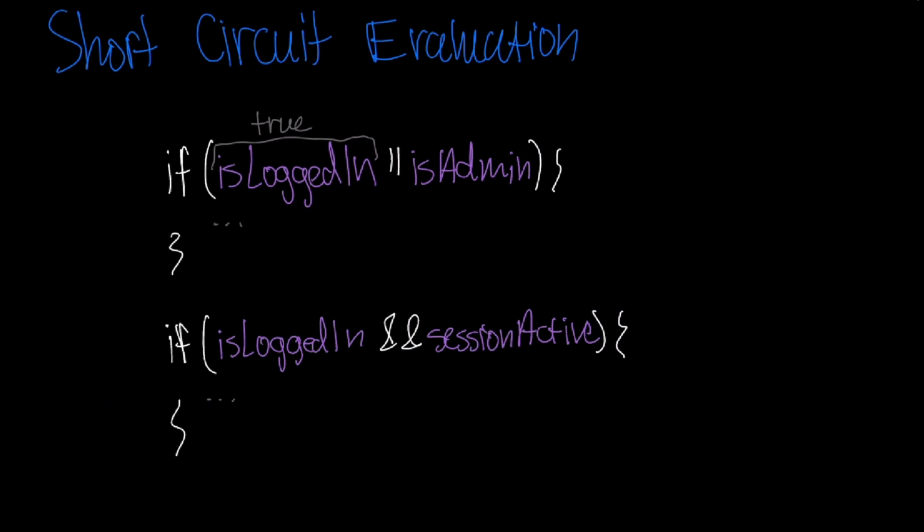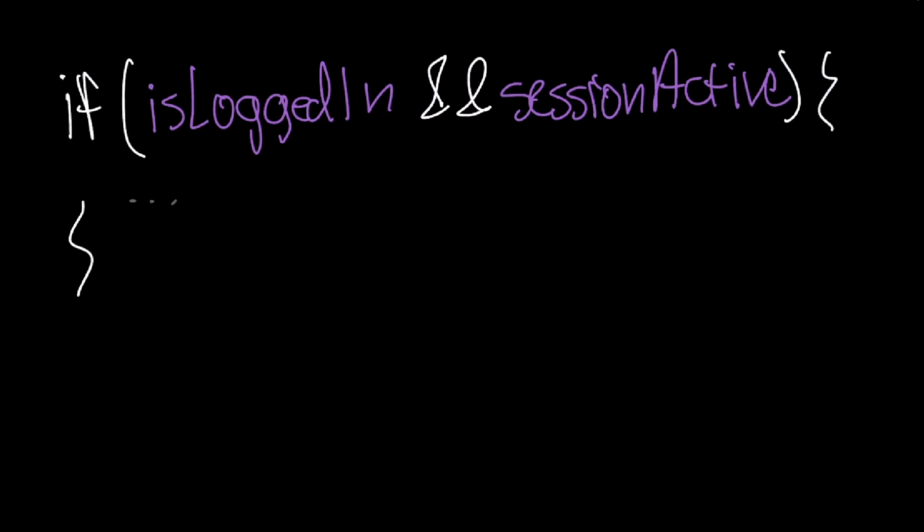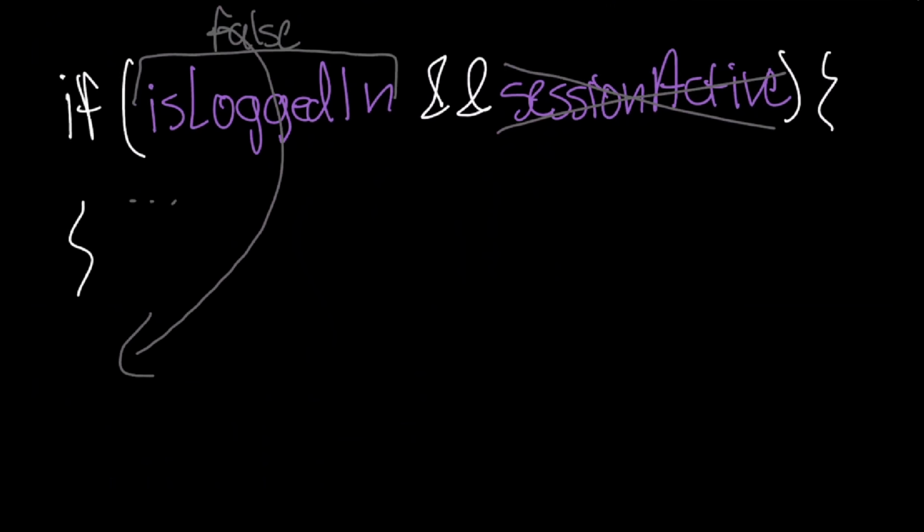Now, the same idea applies to false conditions in AND statements. So let's take this example. We are checking if the user is logged in and the session is active. Well, since we're using an AND statement, if this first expression right here, is logged in, returns false, we know that no matter if the session is active or not, we're not even going to enter this code. So the compiler is hopefully going to see this, short circuit, and be like, hey, this is already false. It doesn't matter if session active is true or false. We're not writing this regardless. So we're just going to skip right past it and go to the next line of code.